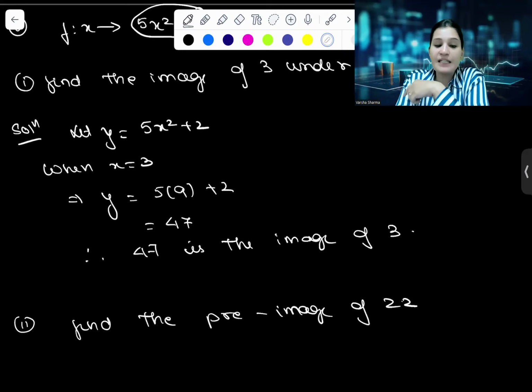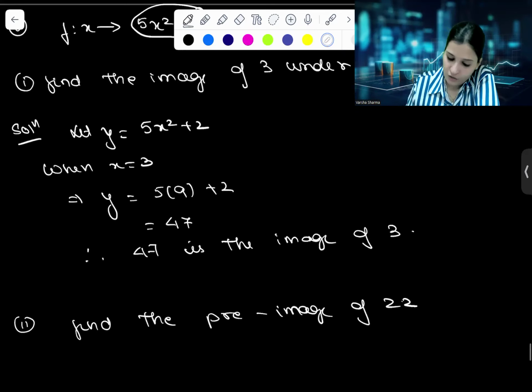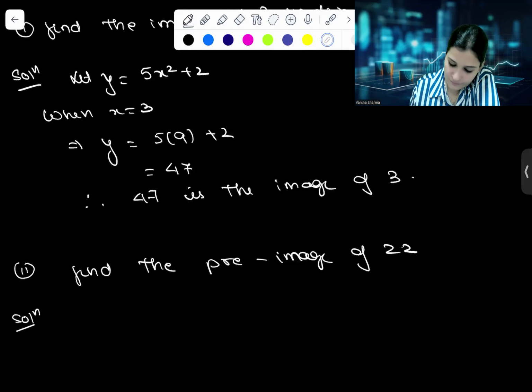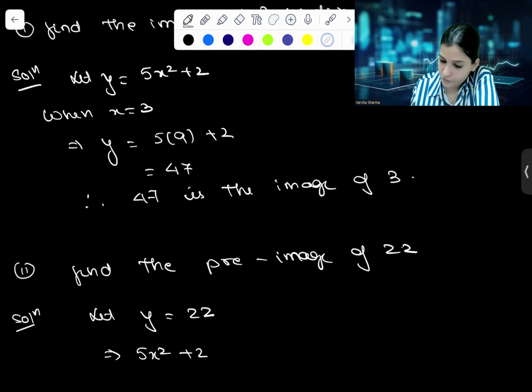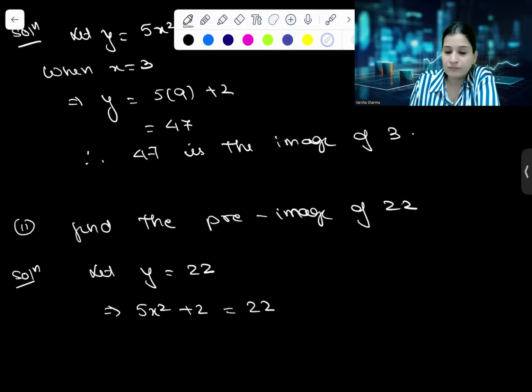So the value that has been given is the y coordinate. Here y is the value given. Let y equal 22. So 5x square plus 2 is 22. Find out x. X is plus or minus. Very good.